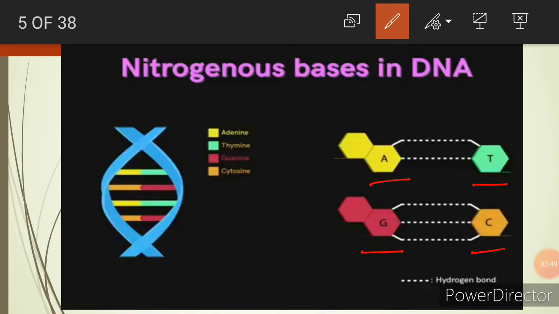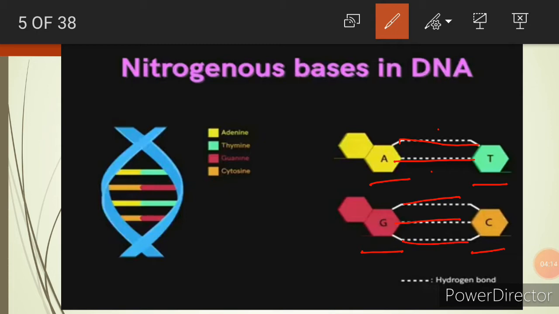You can see in between the adenine and thymine, here is the hydrogen bond. Adenine binds with thymine with two hydrogen bonds. You can see here two hydrogen bonds. Whereas guanine and cytosine bind with three hydrogen bonds.